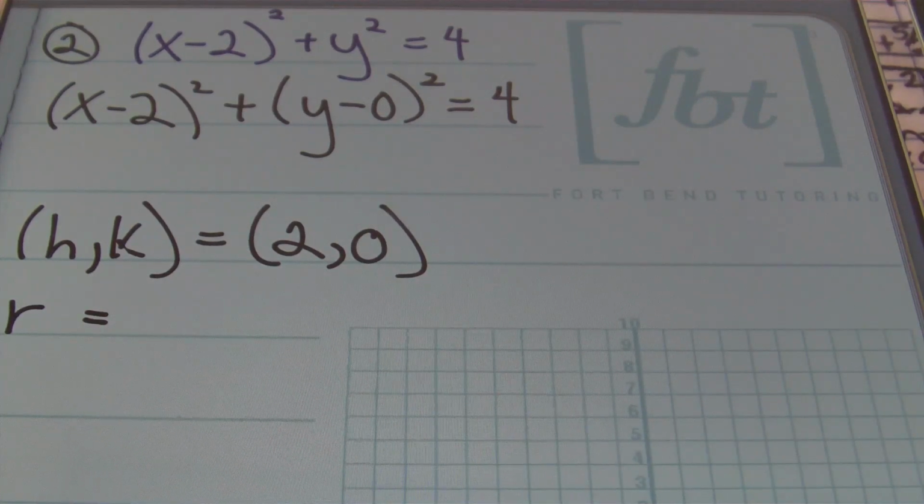So the square root of 4 is what? Absolutely, it's 2. You're pretty good with this. Not bad. So go ahead and plot your center next.